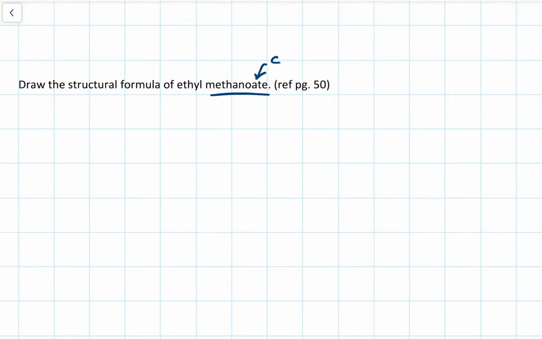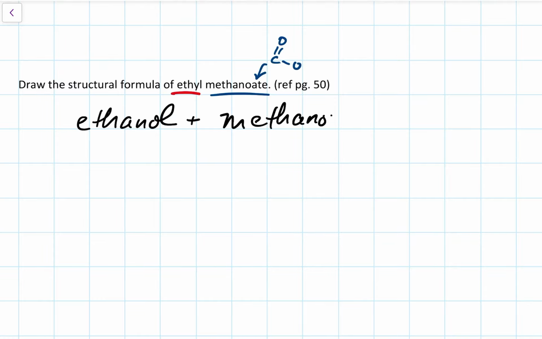Methanoate. So that's where the COO piece is. And then ethyl, well, that's just 2 carbons long, isn't it? So this would have been generated from the reaction of ethanol plus methanoic acid. Now, I'm not requiring that you know that for this question, but it's just important to know.